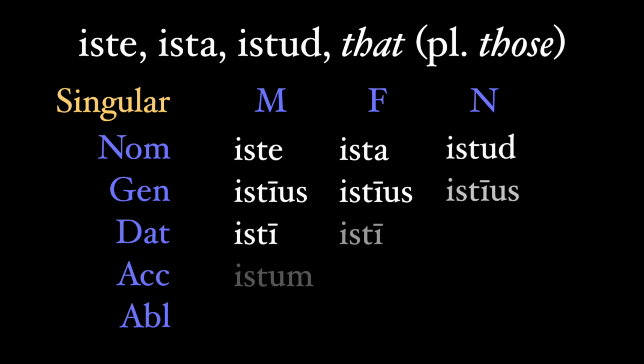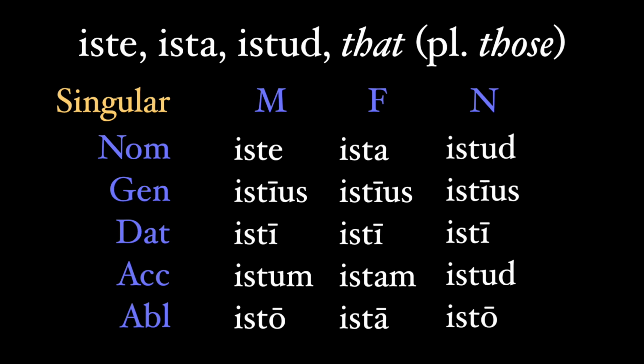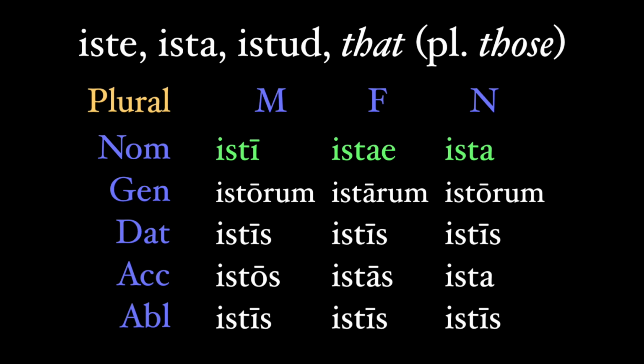But first, here's the full declension of iste, ista, istud. We'll start with the singular, iste, ista, istud for the nominative. The genitive is istius for all three genders, and the dative is isti in all genders. The accusative is istum, istam, istud, because remember that the nominative and accusative are identical for neuters. And the ablative is isto, ista, isto. The plural forms are isti, istae, ista for the nominative, because remember that the neuter nominative plural is the same as the feminine nominative singular.